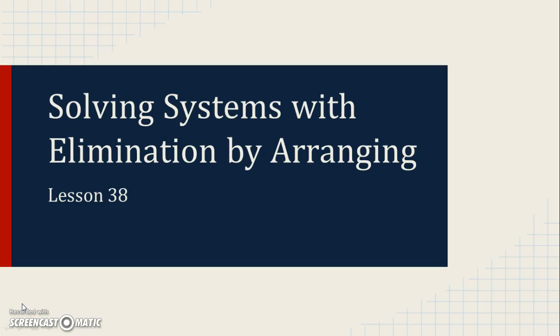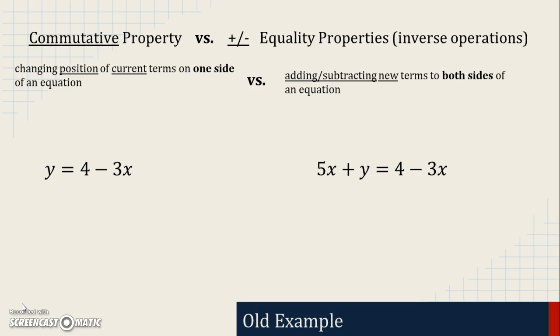This is the last in the series of elimination, solving systems with elimination by arranging. To help you understand what we mean by arranging, we're just going to talk about the commutative property and the addition and subtraction properties of equality, which we call inverse operations. So I have two equations, and they're not in the same position.